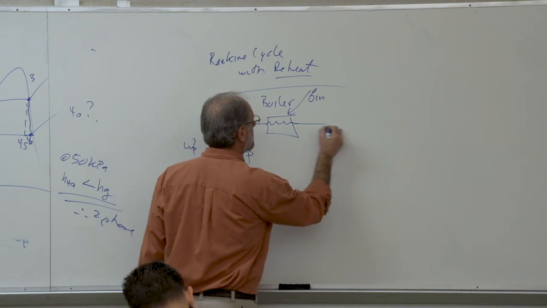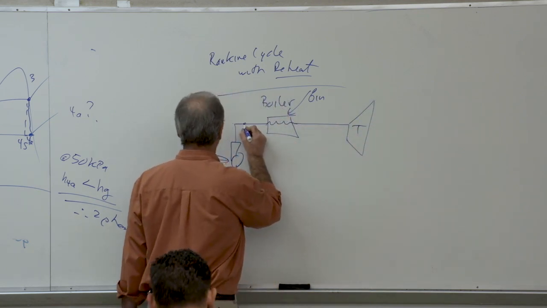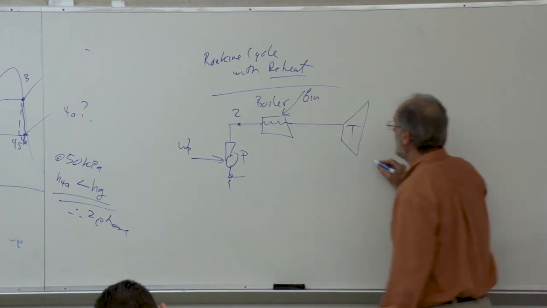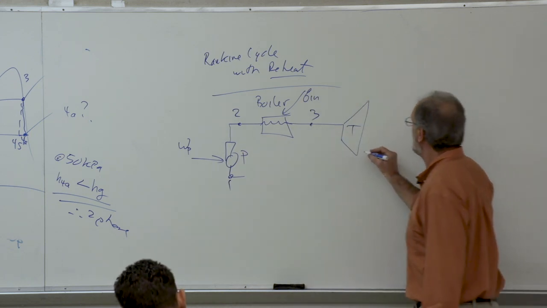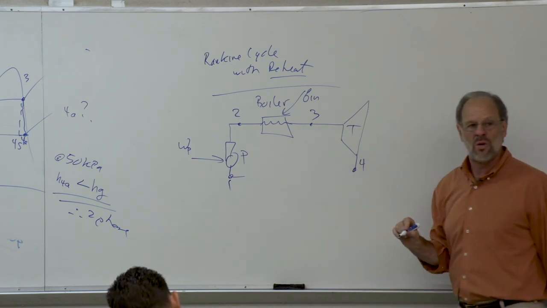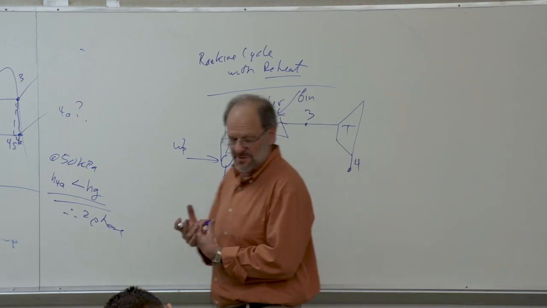We're going to leave the boiler and go to the first turbine. So let's put some state points. Let's see, 2 entering the boiler, 3 into the turbine. Okay. Now we're going to expand through this first turbine till we get to state point 4. And now we're going to go back into our furnace.